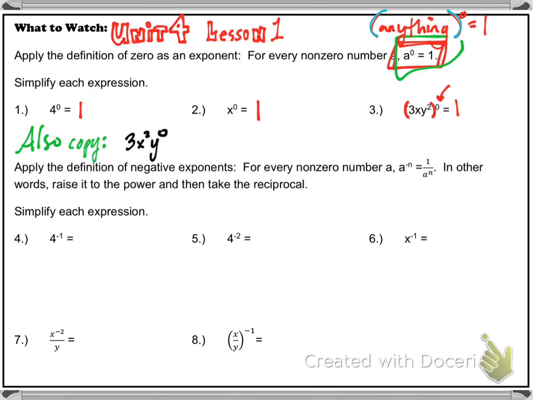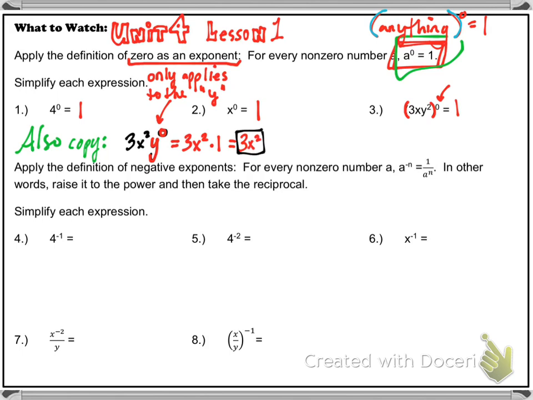Also copy this example. So when you have it set up like this, only the y has the 0 exponent applied to it. So only the y is simplified to a 1. So we still have the 3x squared, now times 1 equals 3x squared.